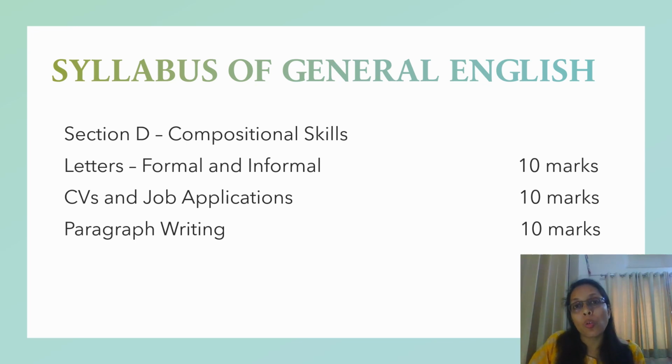So this is the overall scheme of your paper of General English. Just for a recap, it has been divided into 4 sections, and all these 4 sections will be assessing you on different skills of language. So the first section is about phonetics, second section is about grammar, third section is comprehension, fourth section is composition.